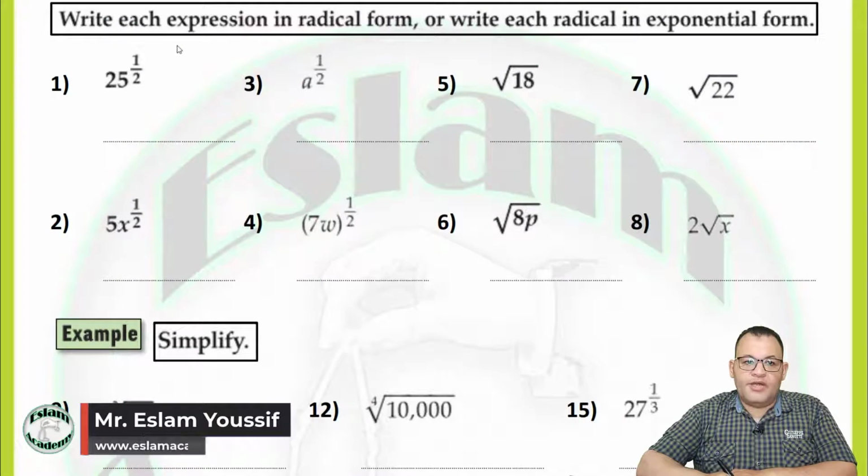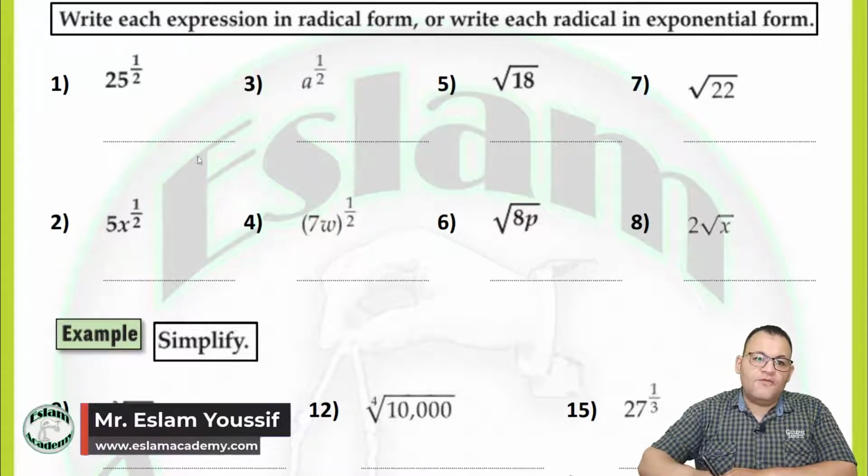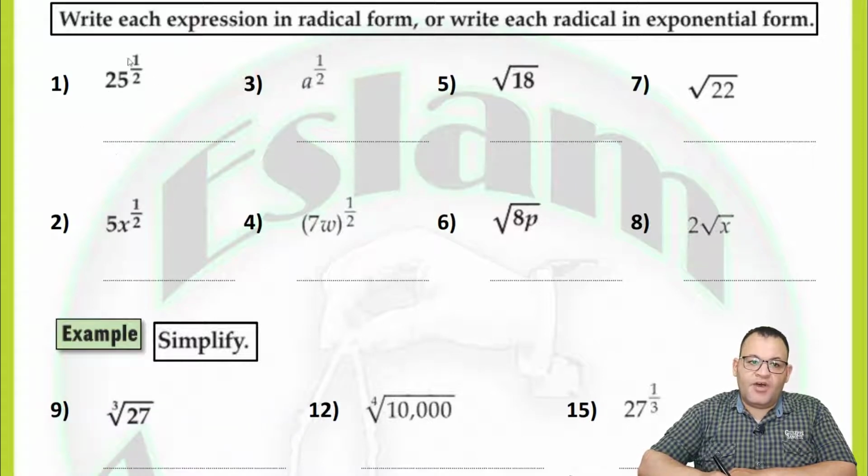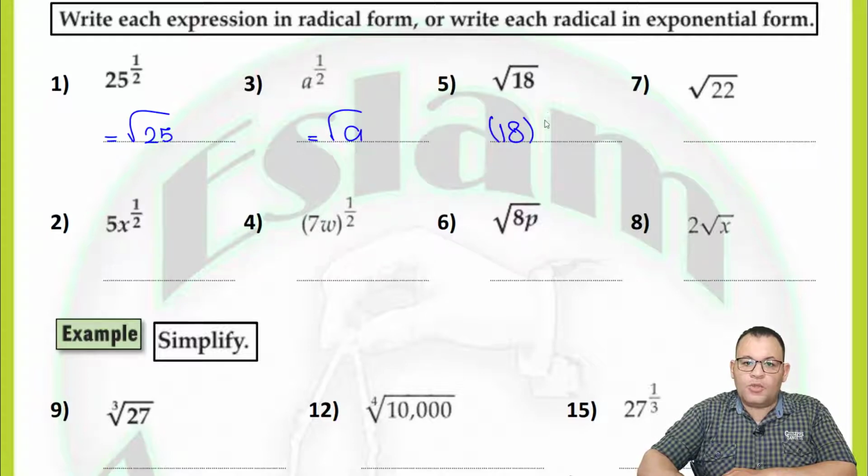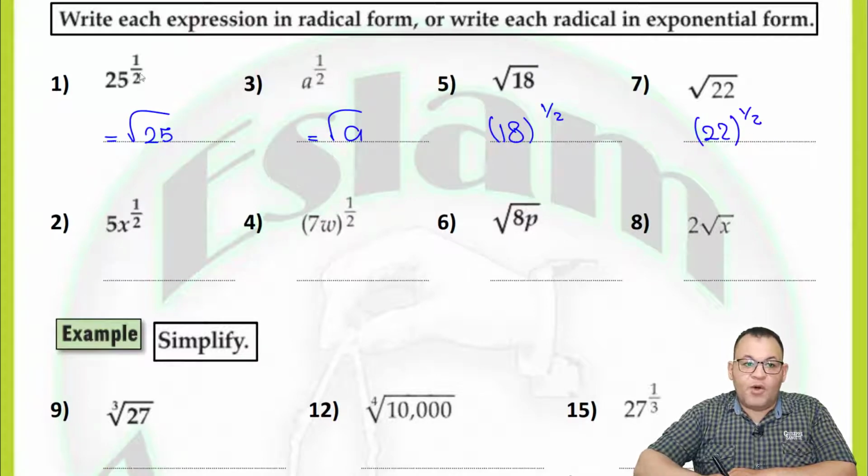In this problem, we need to write each expression in radical form, or write the radical form in exponential form. For the first one, we have the exponent 25 to the power 1 over 2. Now we can convert to radical, so it will be the square root of 25. 8 to the power 1 over 2 will be equal to the square root of 8. The square root of 18 will be equal to 18 all to the power 1 over 2. The square root of 22 will be 22 all to the power 1 over 2. So if we have power 1 over 2, it will be the square root. But if we have the square root, it will be equal to the power 1 over 2.